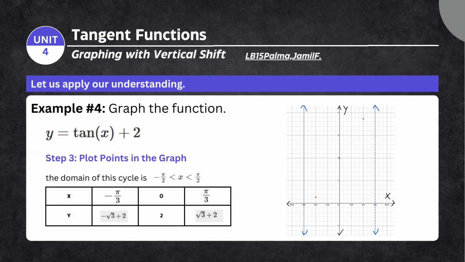The next step is to plot the points in a graph. In this specific cycle, the domain is negative pi over 2 is less than x is less than pi over 2, or x is in between negative pi over 2 and pi over 2. If x is equal to negative pi over 3, then our y will be negative square root 3 plus 2. If x is 0, our y is 2. If x is pi over 3, then our y will be square root of 3 plus 2. On the right hand side, we can see the points and where it is plotted.